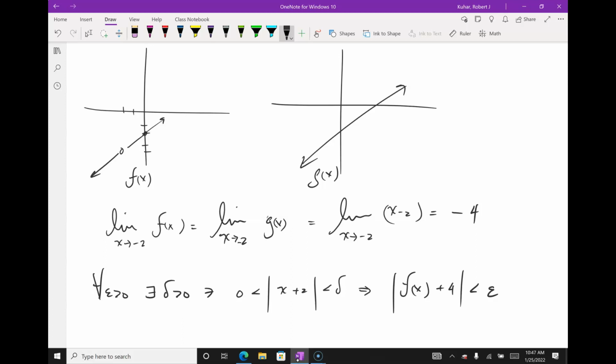What number am I not allowed to plug into f of x? And why is this good then for me? Because I can't let that get to 0. I can plug in -2.1, -2.01, -1.99. I can get really close to -2, but this definition tells me I can't plug in -2. But I can still get to that limit of -4.